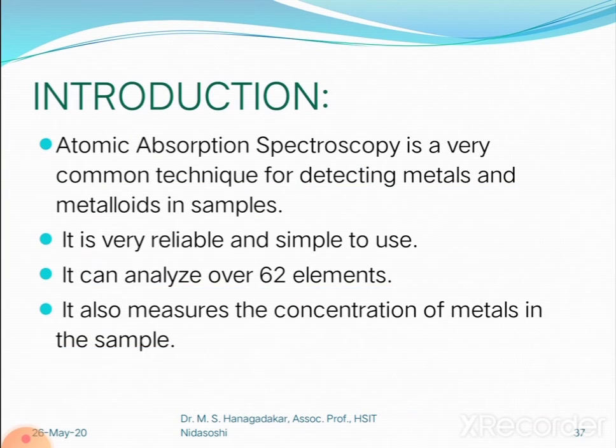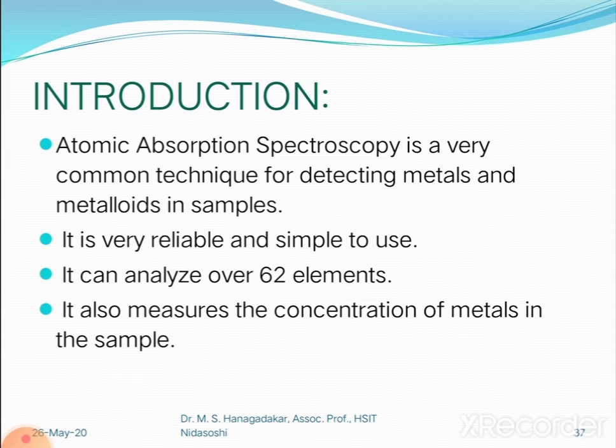So beginning with the introduction. Atomic absorption spectroscopy is a very common technique for detecting metals and metalloids in samples. As you know, metal salts are present in a solution or any liquid component, or maybe in water, or maybe in soil, etc.